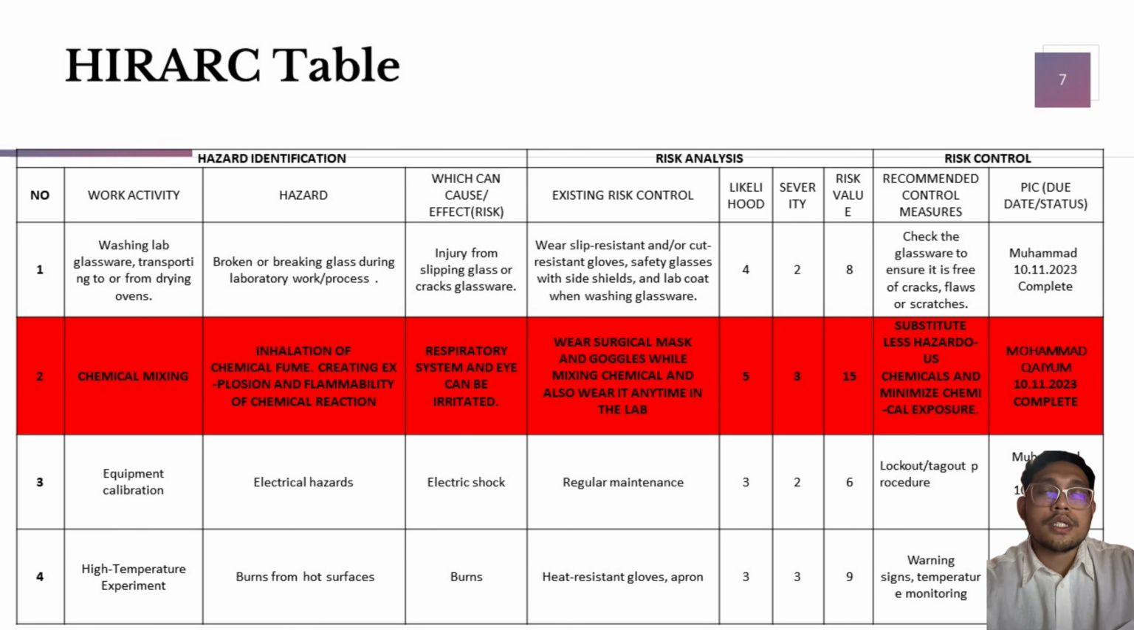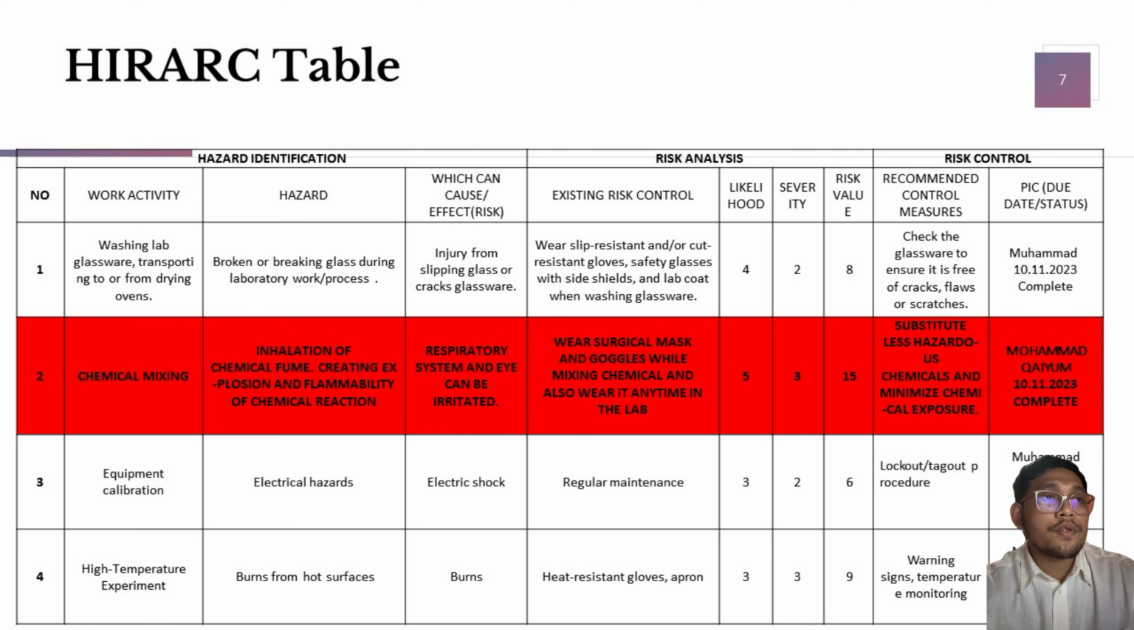Okay, right now we're going to the next slide, which is the hierarchy table. This is the sample table that was created by myself and my team. We have to list out all the hazards and all the work activities, such as for my place, that were taken out for identifying hazards, which is in the chemical laboratory. So just focus in this table on the red row, because I'm conducting chemical mixing, the hazard, and also the effect, risk and so on.